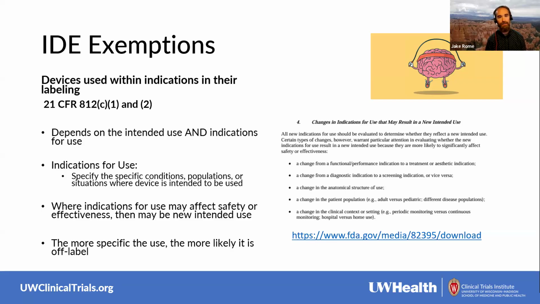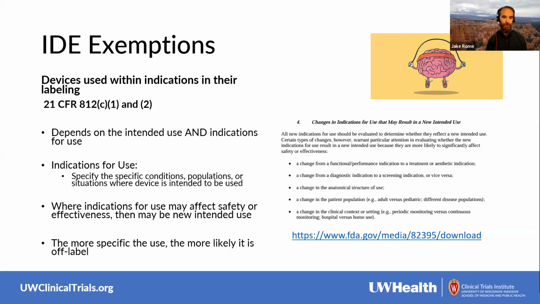But really, this approved cleared use is complicated. It is less straightforward than it seems. It really depends on the intended use and the indications for use. And the indications for use are the specific populations, conditions, or situation where the device is supposed to be used or approved to be used. Where the indications that you're using it for may affect safety or effectiveness, then the FDA would consider that a new intended use, and that makes it more likely that your use is off-label and would not qualify for this exemption.